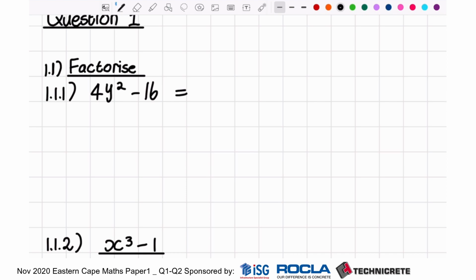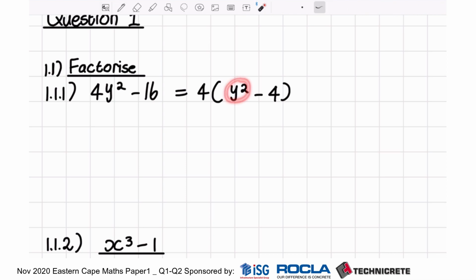And the first thing to notice is that I've got a common factor of 4 in both of the terms. So I'm going to take out a common 4, and I'm left with y squared and 16 divided by 4, which is 4. And now I can see that in this bracket, I've got a perfect square in the first term and a perfect square in the last term and a negative operation sign in between them. So I can use the difference of two squares to further factorize that bracket. So I'm going to keep the 4 the same.